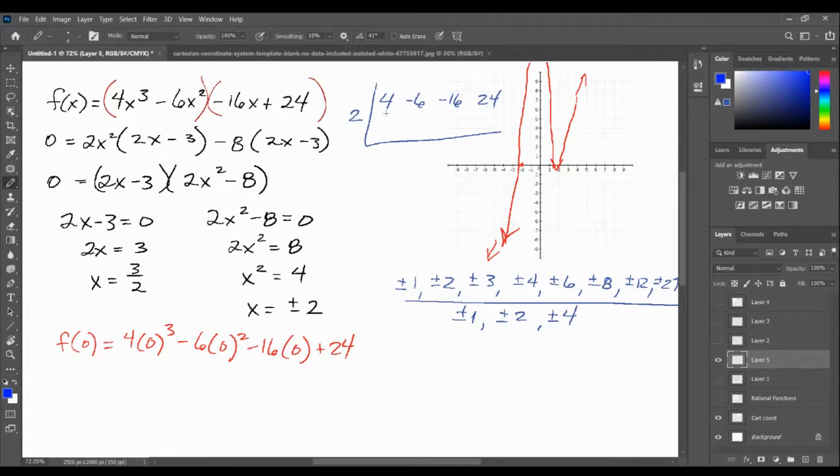Divide by, say, 2. So you bring down the 4 times 2 is 8, plus negative 6 is 2, times 2 is 4, plus negative 16 is negative 12, times 2 is negative 24, plus 24 is 0. And now we're down to a squared, and we can plug that into the quadratic formula to get the other 2. We know that 2 is one of our zeros. So that's another way we could do it. I think the factor by grouping is the quickest way with this one, but the rational zeros theorem and some synthetic division would give us the same results.